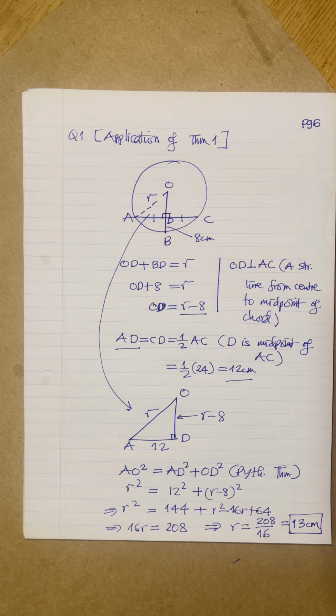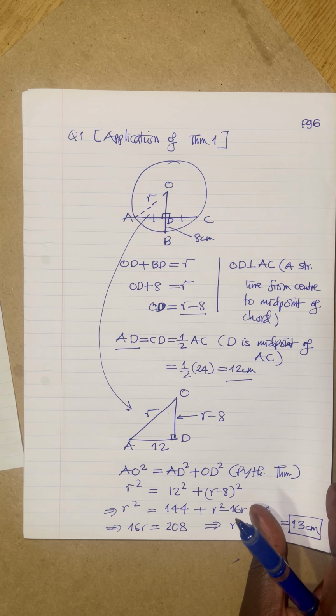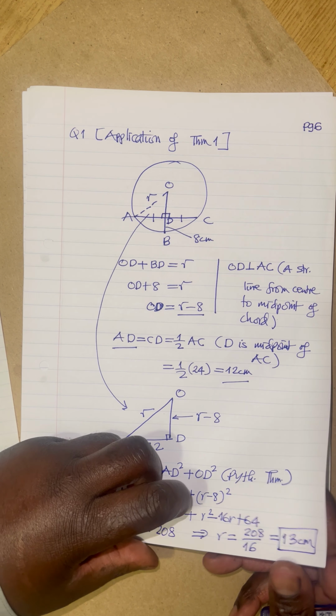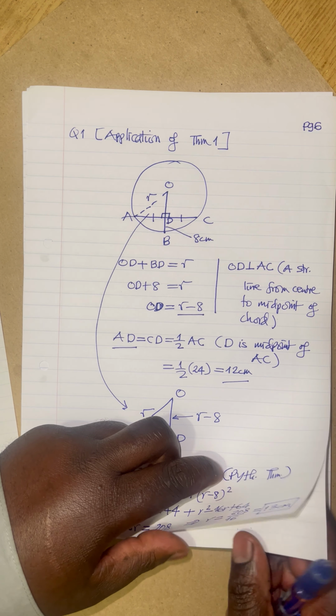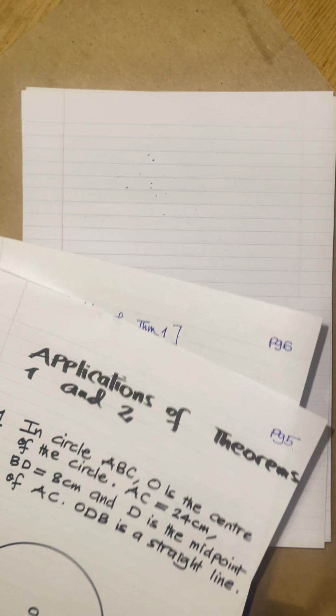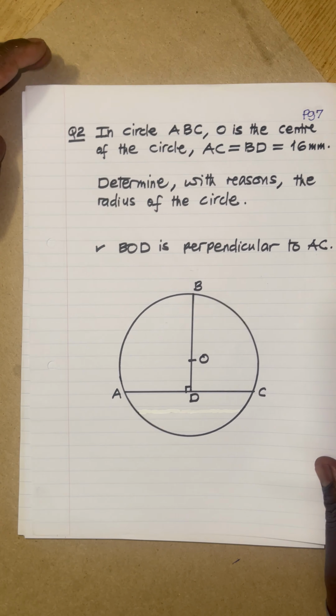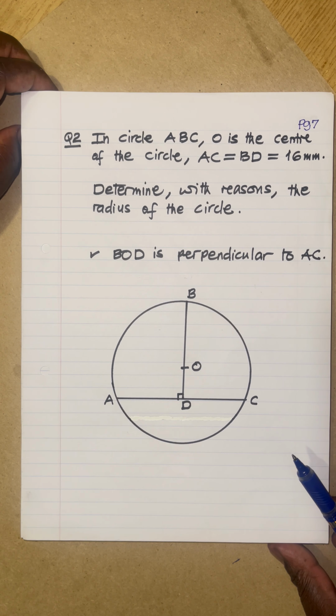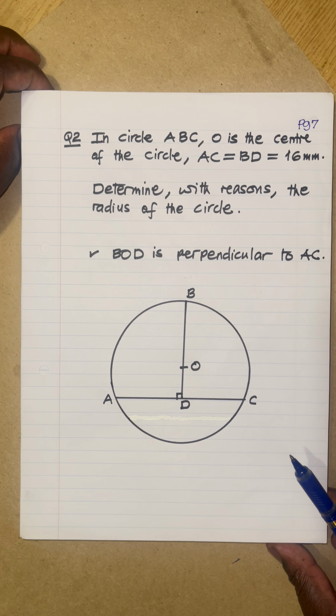Now let's look at application of theorem number 2. I'm moving at a pace that is maybe considered slow, but I know that this is what is required for Euclidean geometry. Let's look at application of theorem number 2.